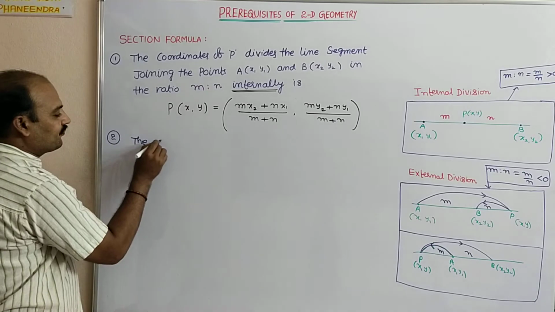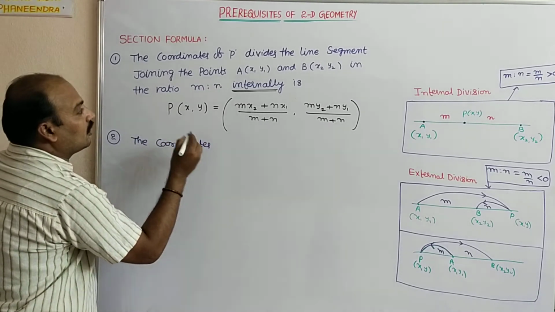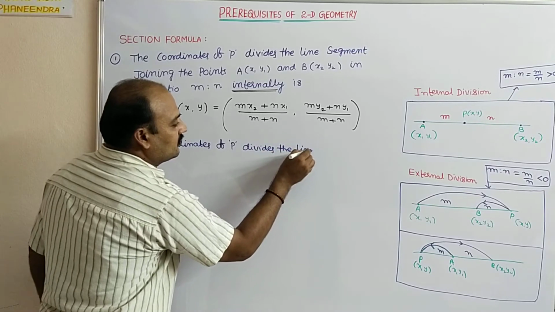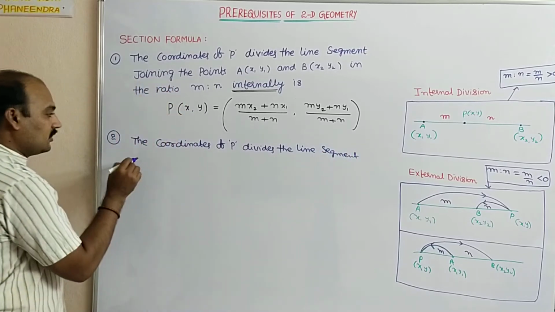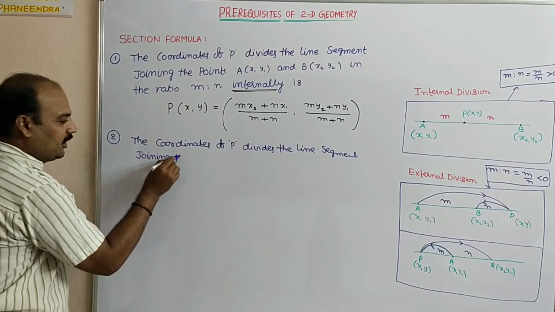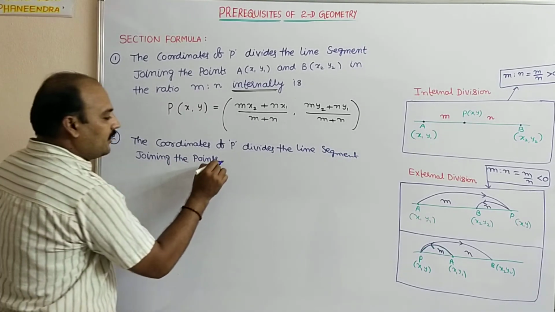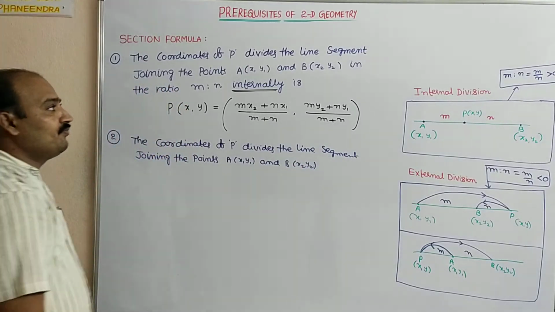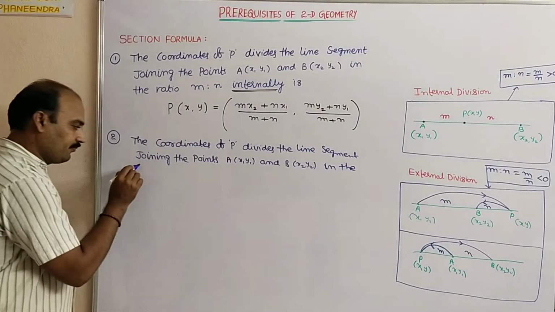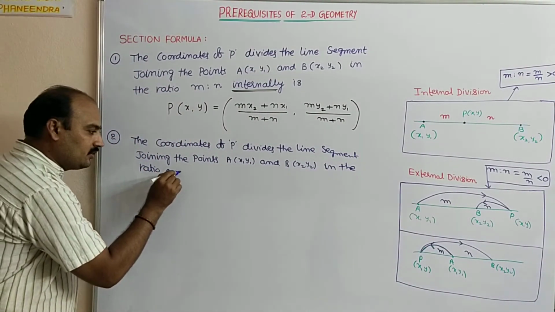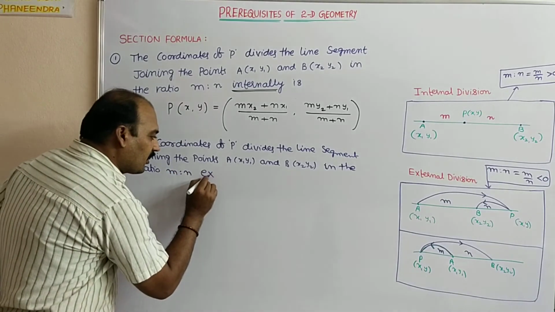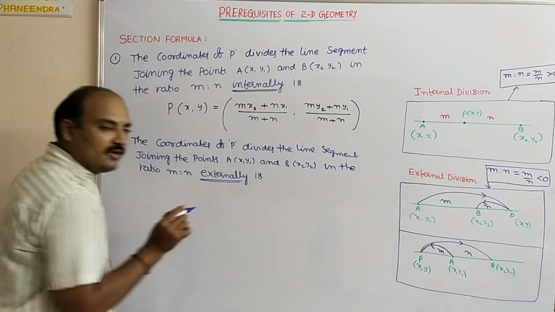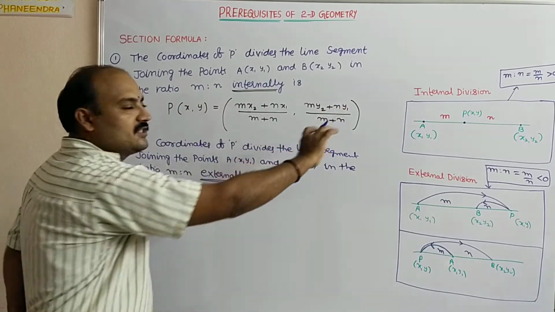So the coordinates of P which divides the line segment joining the points A of x1 y1 and B of x2 y2, sorry, in the ratio m is to n externally is: whenever we are getting the term externally, wherever plus is there, we have to replace it with minus.